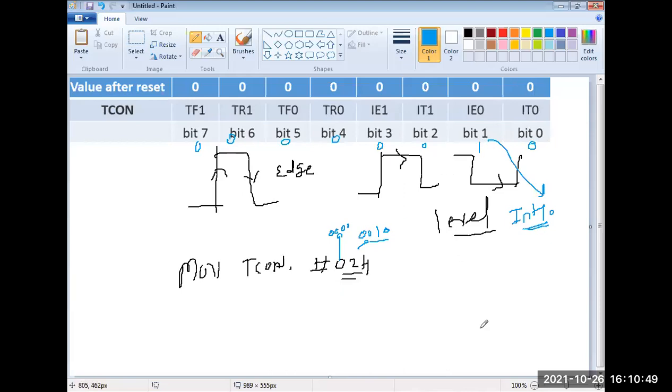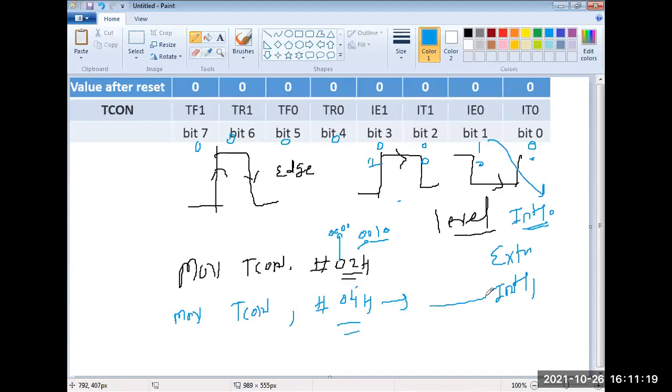And when I want to access the external interrupt INT1, this bit must be set high and the others will be 0. So this will be 1, and the rest will be 0, so the value will be 04H. The same instruction can be used: MOV TCON, this value. Meaning this interrupt is enabled.